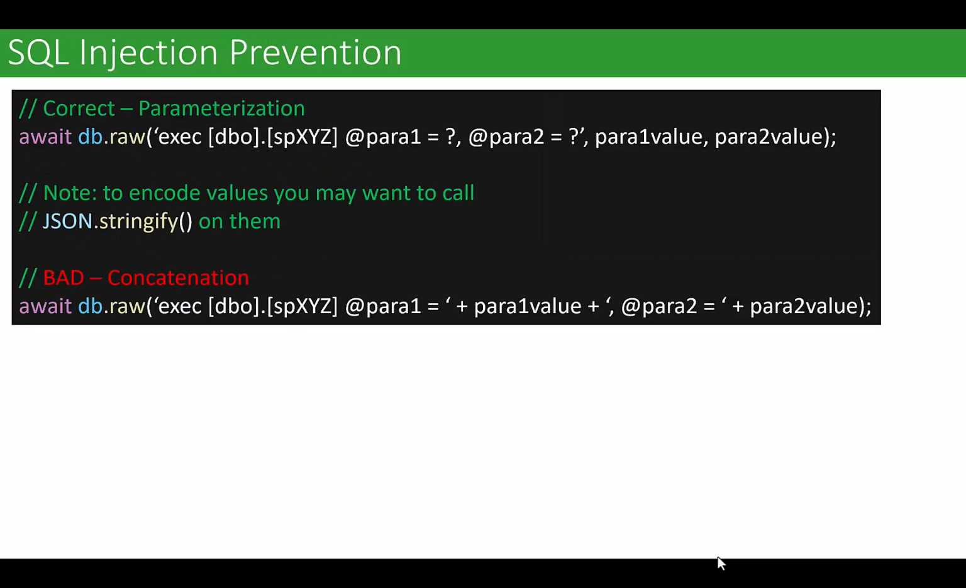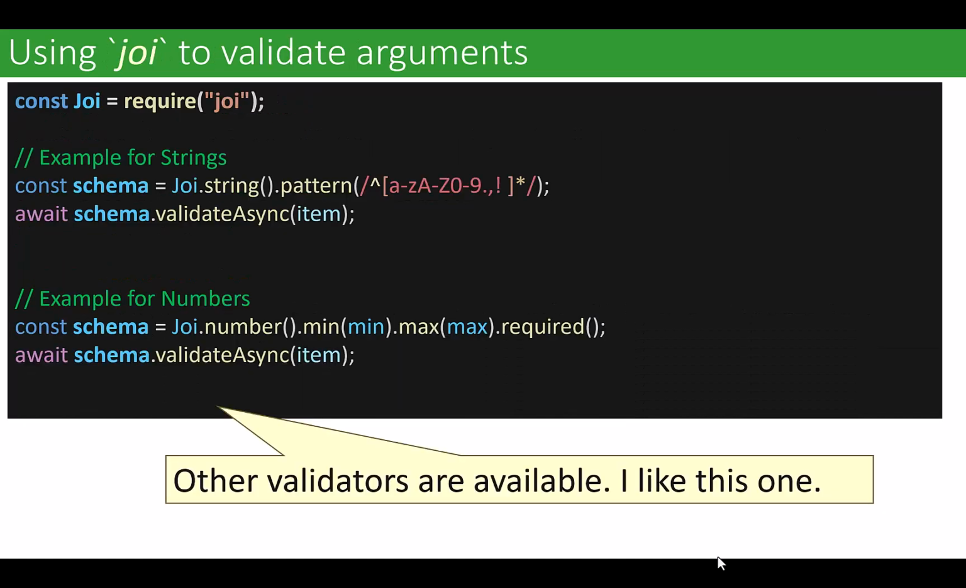SQL injection prevention. We talked about this. Use the engine of your database middleware to do parameterized checking so that the type and data are checked on the way in. In some cases, you may have to stringify them. Please don't do concatenation. Here's an example of using Joi. I build a schema and I can do a validation. The Joi website is great. Again, other packages are available.